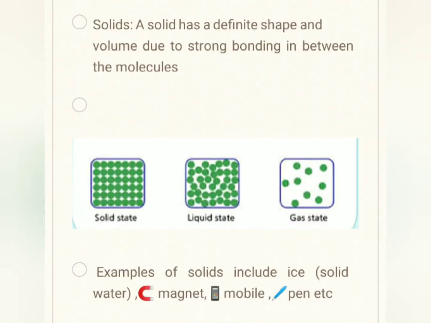A solid has a definite shape and volume due to the strong bonding between the molecules. In the first figure you have seen the molecules of the solid are very closely packed to each other. Due to this close packing, the solid has definite shape and volume. Examples of solids include ice, magnet, mobile, pen, etc.